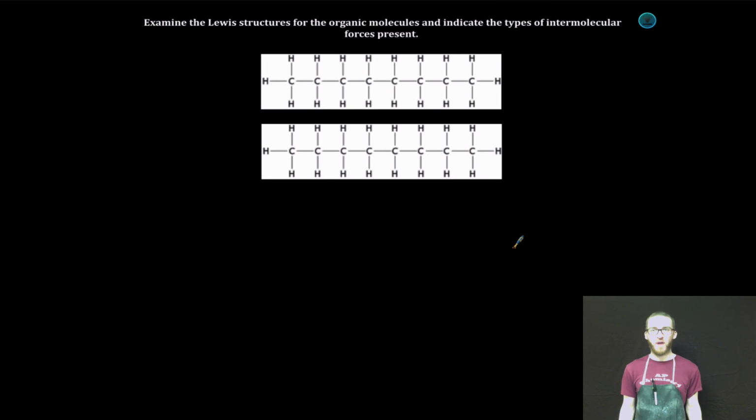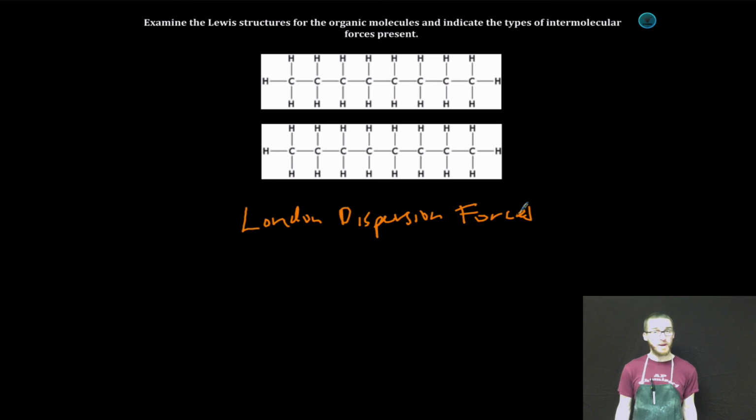Alright, that brings us to our final example for this video. We got a couple of molecules of octane. Now these look like pretty intense organic molecules. And they are, no hate to the octane. But the only types of interactions that we're going to see between two molecules of octane is London dispersion forces. These are straight up hydrocarbons.